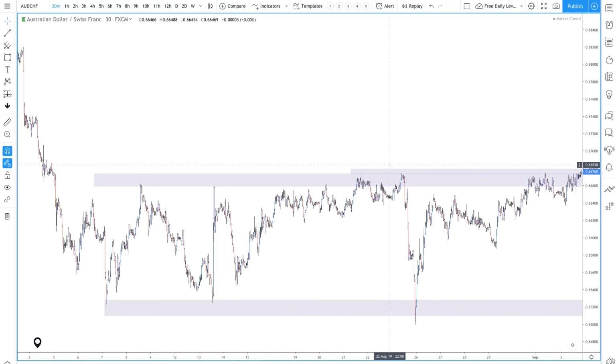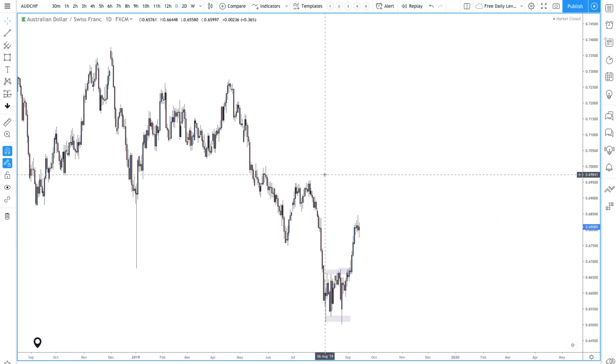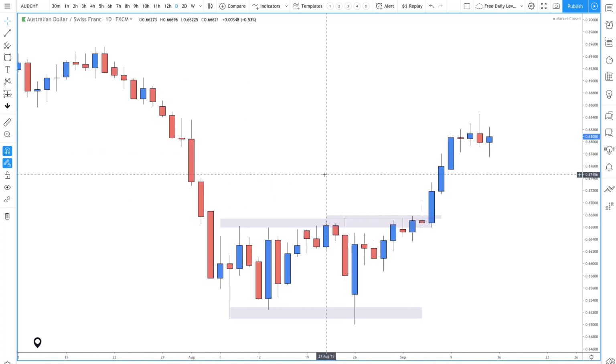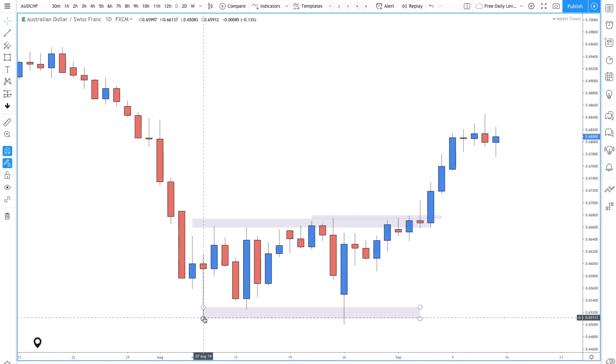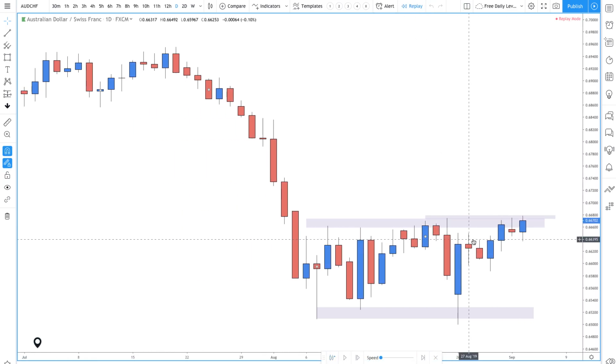So here we have an example on the Australian dollar Swiss franc, and if we zoom out a little bit, let's go to the daily. What we saw was a bit of a ranging market between lows, a level that's been touched once or twice, and levels that have been touched a few times at the top. Up until this point, everyone would probably agree that this was a ranging market of some sort.